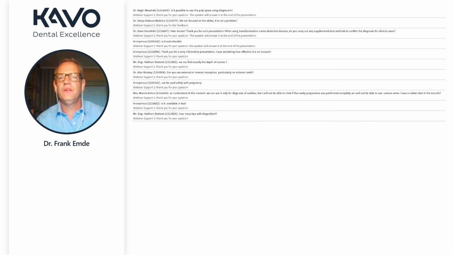Can it be used safely with pregnancy? Yes, it can be used safely, as I already said. It is just no radiation. It's an absolutely non-hazardous light we put on the tooth. As I said, at the moment, we can use it.